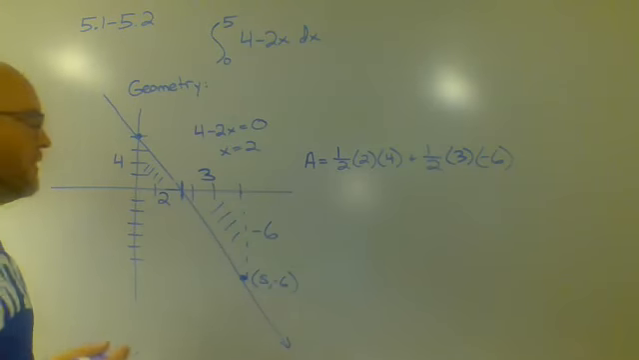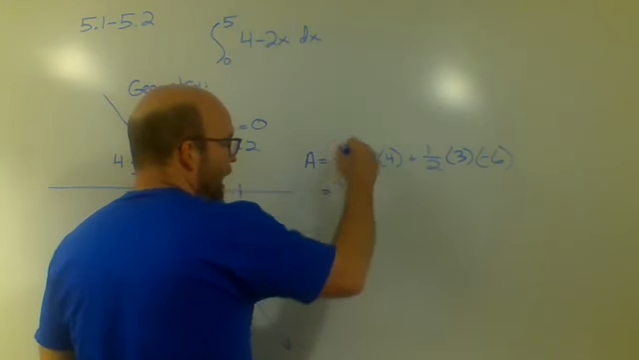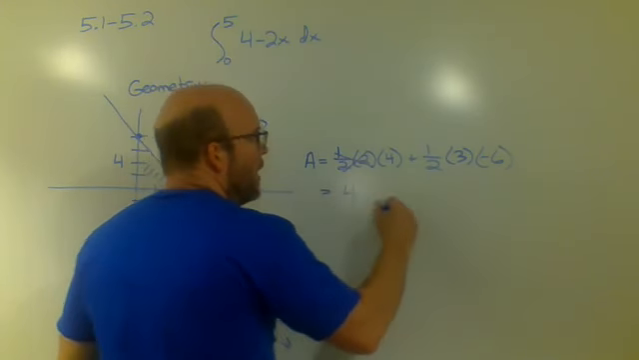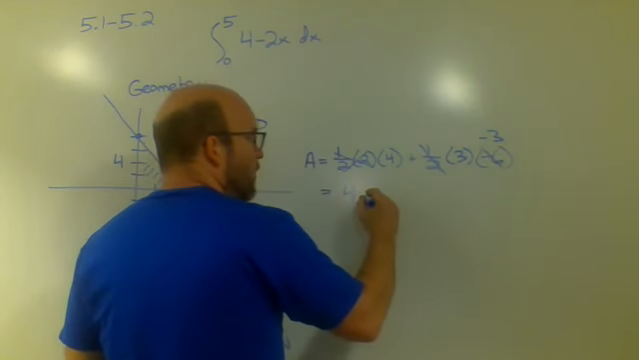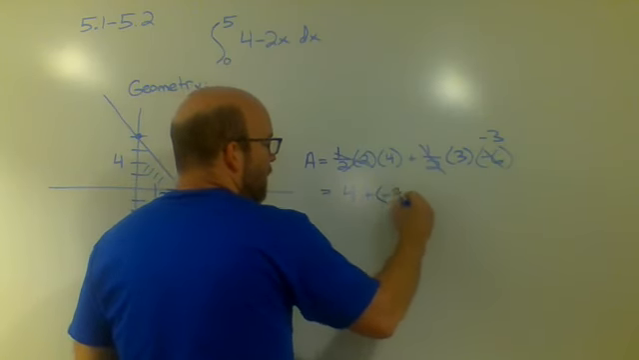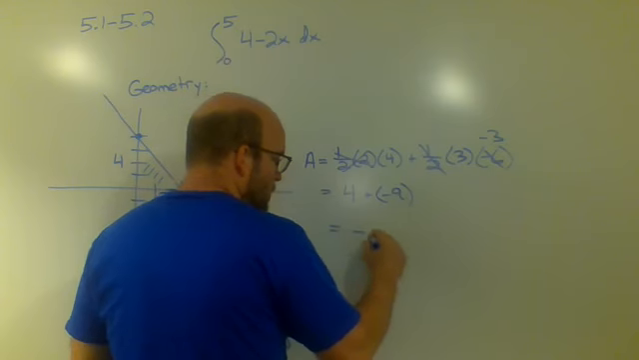Okay. And the rest of this is just nice quick arithmetic. So here the 1/2 and the 2 cancel out, you're left with a 4. Here the 1/2 and the -6 cancel down to a -3. So you get a 4 plus a -9. 4 plus -9 is equal to -5.